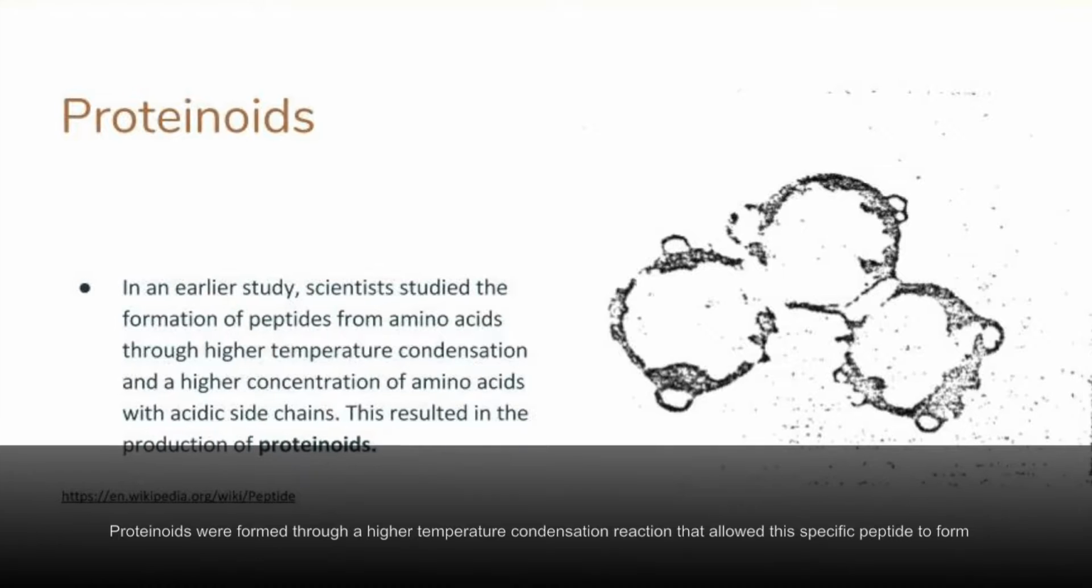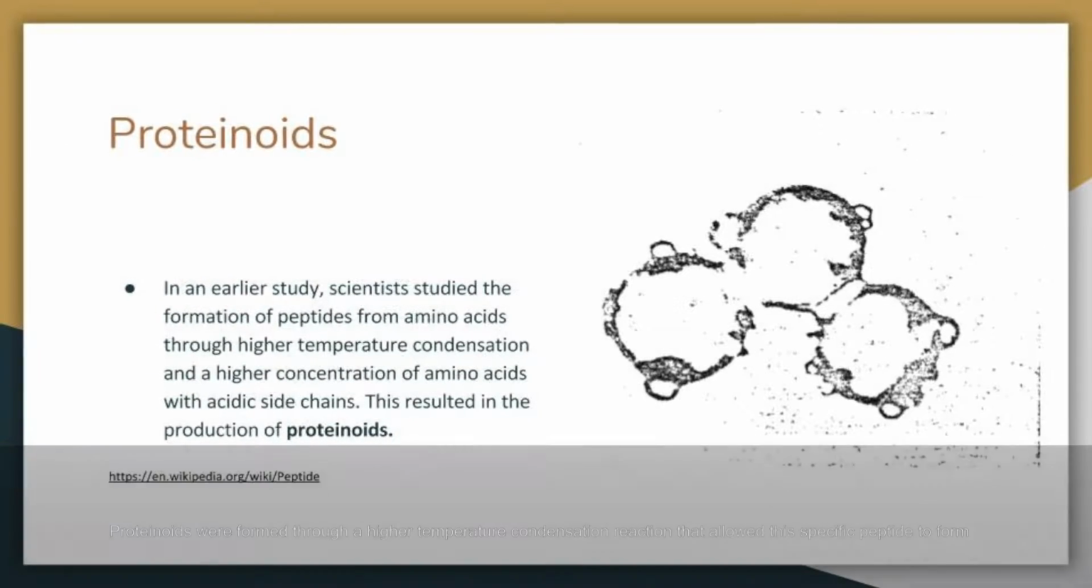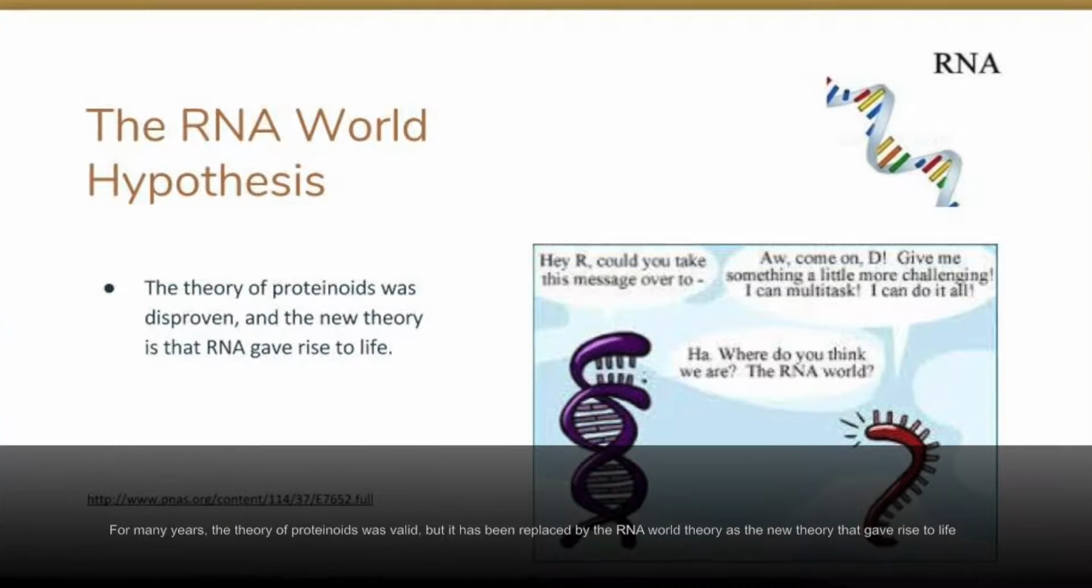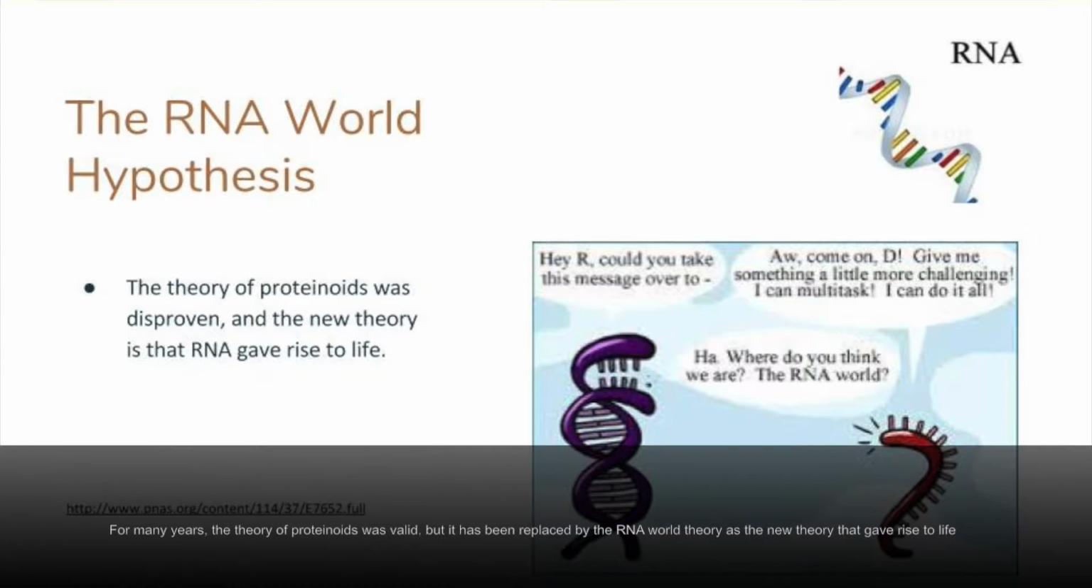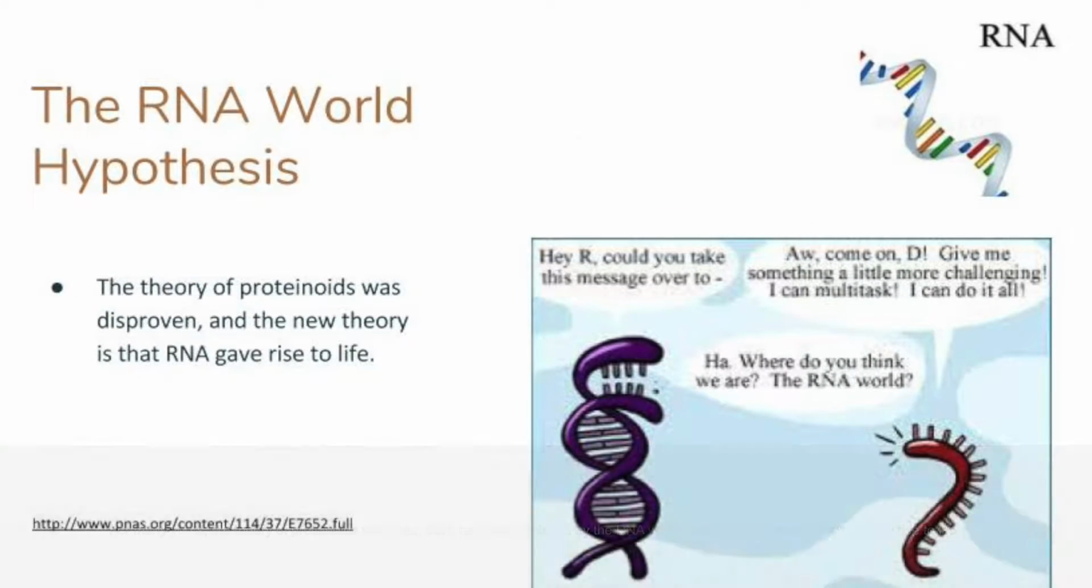Proteinoids were formed through a higher temperature condensation reaction that allowed the specific peptide to form. For many years, the theory of proteinoids was valid, but it has been replaced by the RNA world theory as a new theory that gave rise to life.